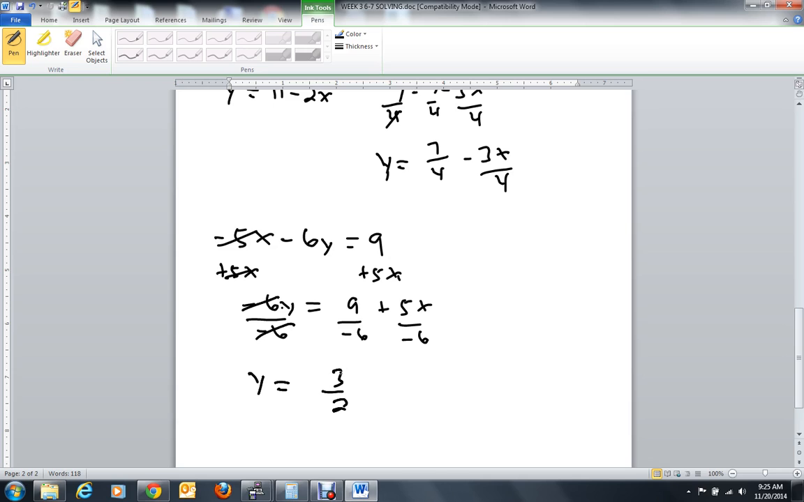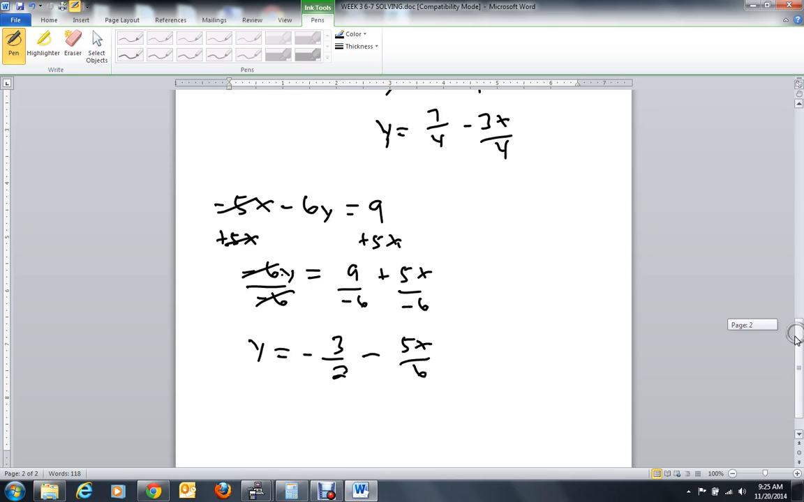I'm going to move the minus sign either to the front or to the top, either one. So 9 over negative 6 is the same as negative 3 over 2. And then I have plus divided by a negative, which is a negative. And 5x over 6 doesn't reduce, so I'll leave it like that. And that is the correct answer.